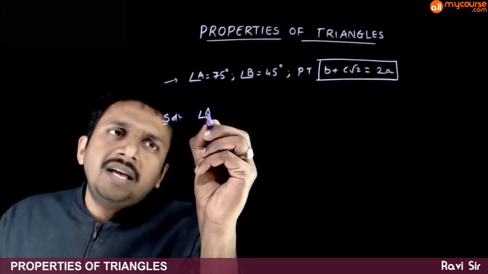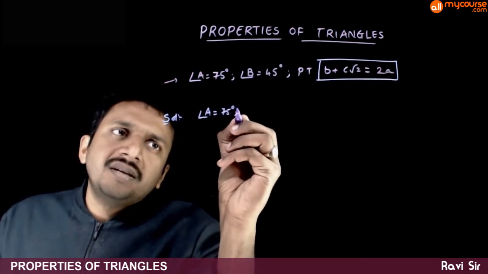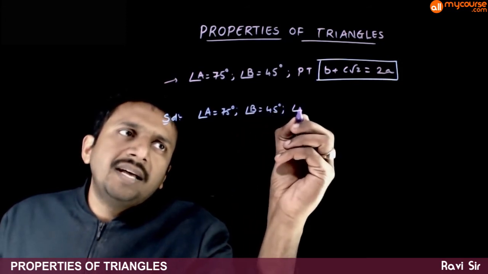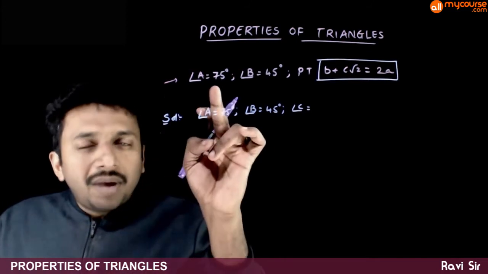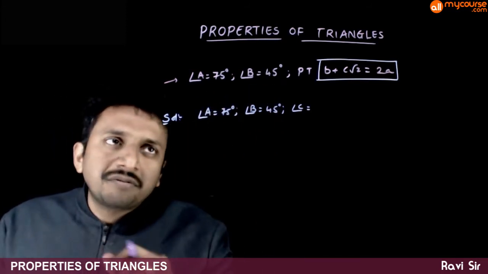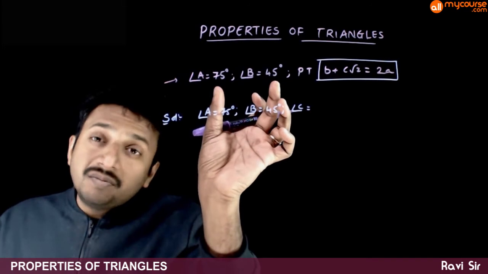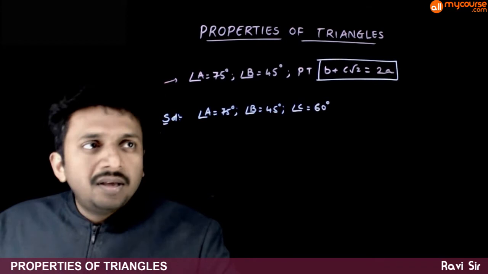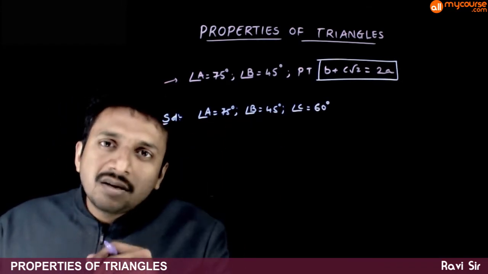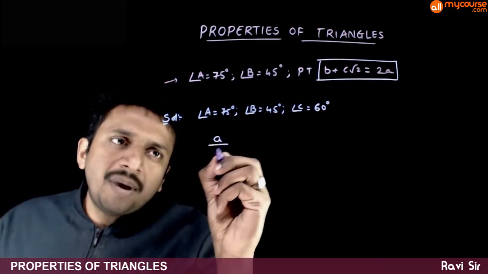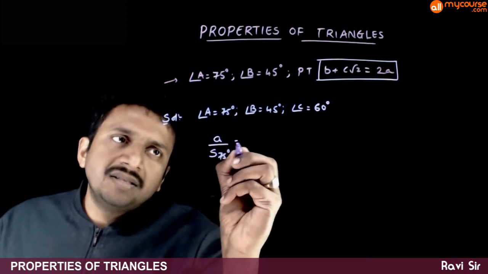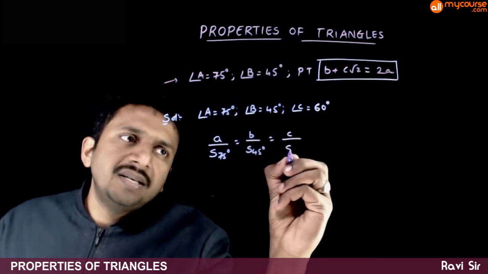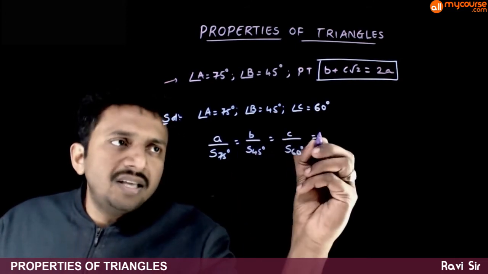So if angle A is equal to 75 degrees and angle B is equal to 45 degrees, angle C will be equal to 180 minus 75 minus 45. 75 and 45 combined gives you 120. So the remaining angle is 60 degrees. And once you know the angles, what does sine rule say? a by sine 75 degrees is equal to b by sine 45 degrees is equal to c by sine 60 degrees is equal to 2R.